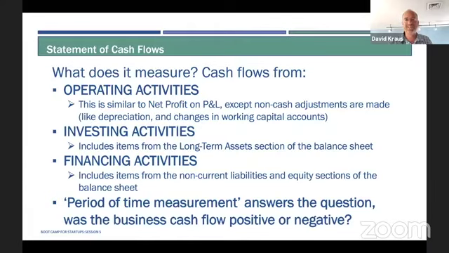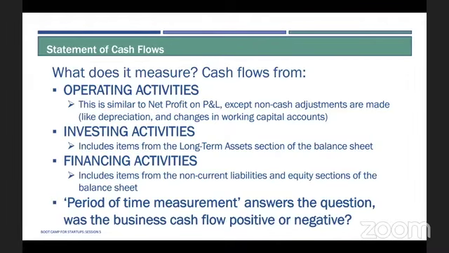So the first thing I'll point out, this is a period of time measurement like the P&L. It's not a point in time measurement. And it answers the question, like it's noted there, was the business cash flow positive or negative for a period of time as specified? There's three major sections on this statement: operating, investing, and financing. This is getting a little in the weeds, but it's important. Okay right now, actually. Thank you, Sophie.